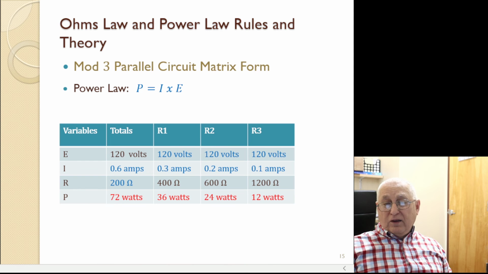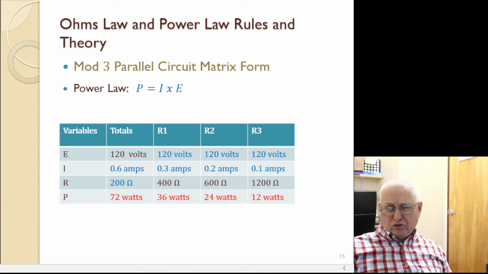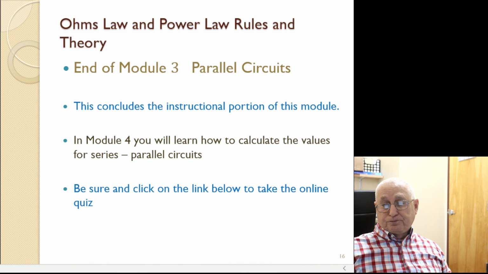Here, I times E, 120 times 0.6 equals 72 watts. 120 times 0.3 equals 36 watts. 120 times 0.2 equals 24 watts. And 120 times 0.1 equals 12 watts. 12 watts plus 24 watts plus 36 watts equals 72 watts.